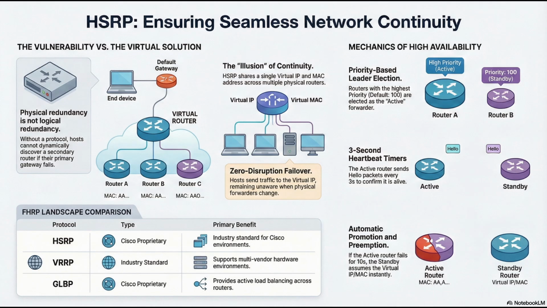In a modern switch network, without a protocol like HSRP, a single router reboot could isolate an entire office floor. Wow. It wouldn't matter if you had paid for a backup router. Without the protocol to manage the handoff, you're offline. It's the difference between having a spare tire in your trunk and having a car that automatically changes its own tire while you're driving down the highway at 60 miles an hour. That is the illusion of continuity.